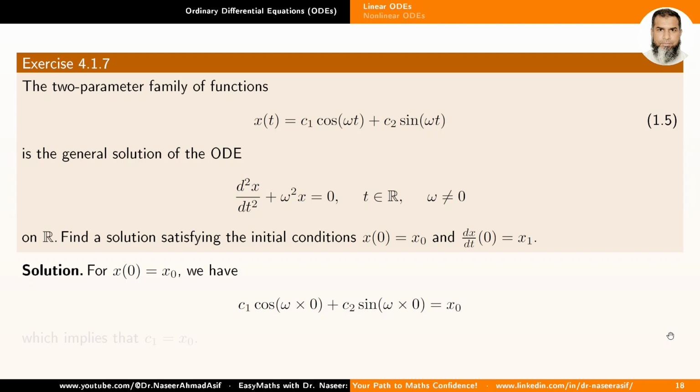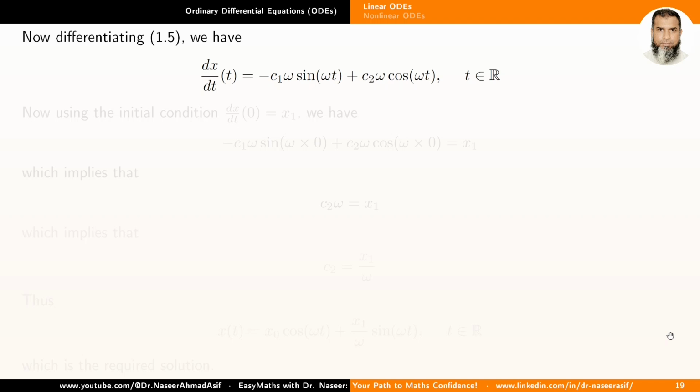For the initial condition x(0) = x0, we have C1 cos(ω·0) + C2 sin(ω·0) = x0. So C1 = x0. Now differentiating 1.5, we have dx/dt(t) = −C1 ω sin ωt + C2 ω cos ωt, where t belongs to R.